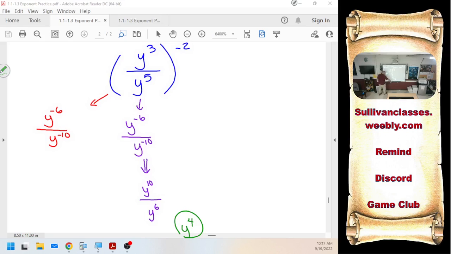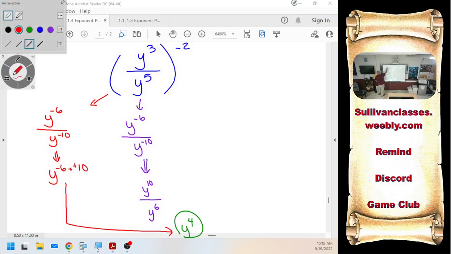But what if, way back here, I kept following my established must-do-it-this-way list? Exponent over exponent, I'm supposed to subtract. That's negative 6 minus negative 10, which looks way different than this. But add the opposite, I'm still going to get 4. Two different ways to do it.